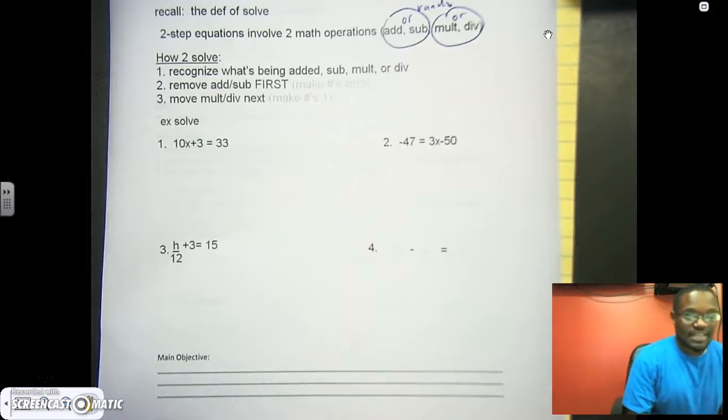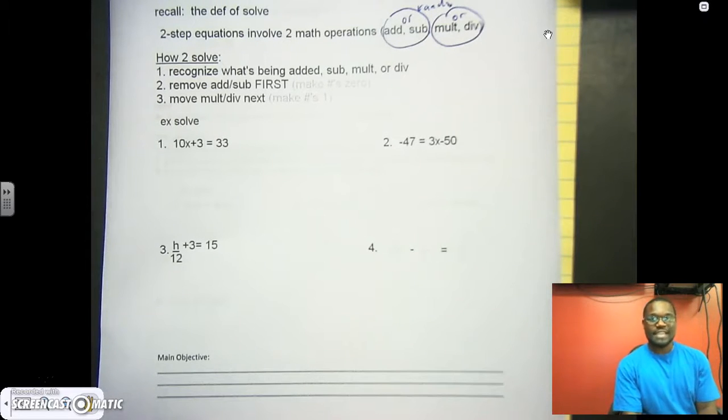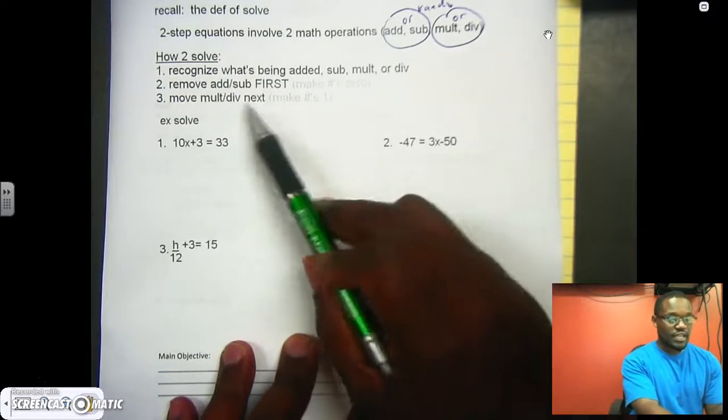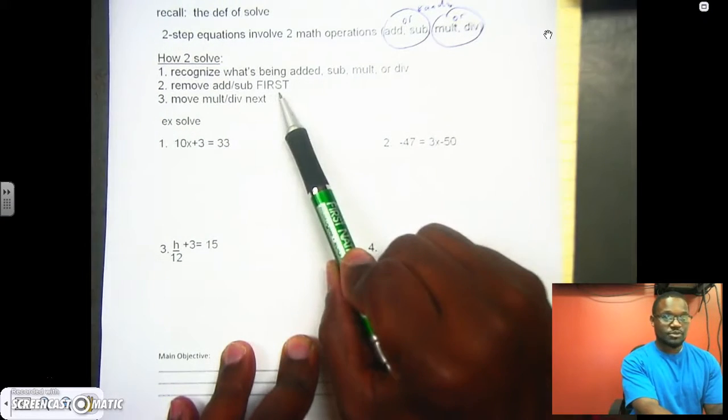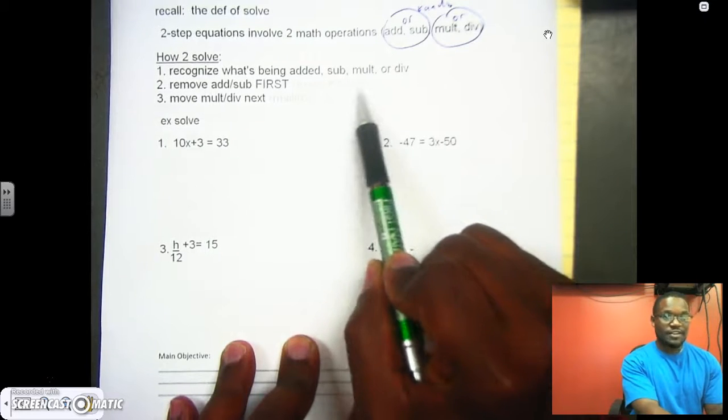Now, how are we going to do this? First of all, you got to recognize what's being added or subtracted. You, the student, the person working the problem, has to be able to figure out, as you look at a particular example, what do you notice is being added or subtracted, multiplied or divided. You have to be able to figure that out just by looking, and that's your first step, and it's probably the most important. Once you can figure out those, then the first thing you will actually do is remove your addition and subtraction first.